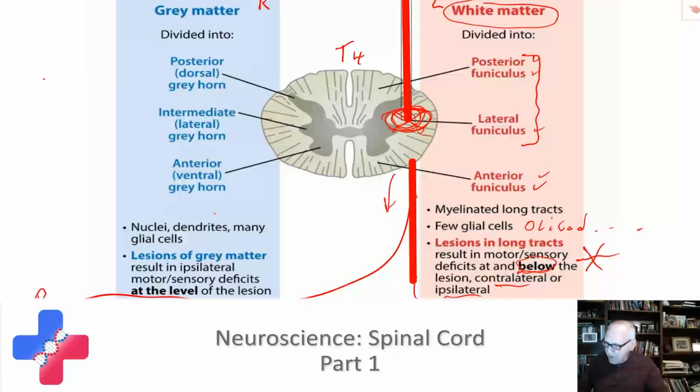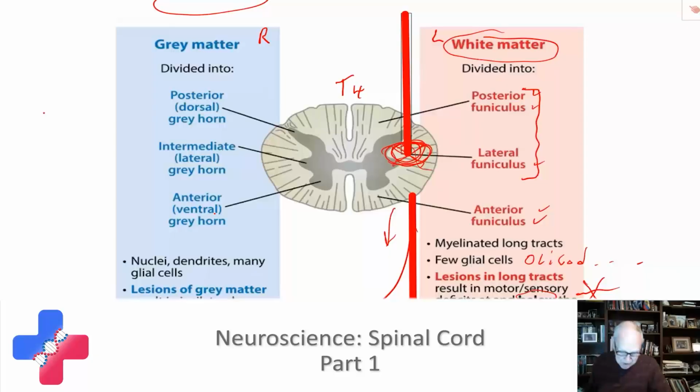All right, now let's compare that for the second strategy rule. What about gray matter lesions? Notice gray matter is divided into some regions conveniently called horns. You have a dorsal horn, a middle intermediate horn, and a ventral horn. The critical ones here are the dorsal and ventral. Those are universal throughout the entire spinal cord. The intermediate ones are only found in certain cord segments, between T1 and L2.